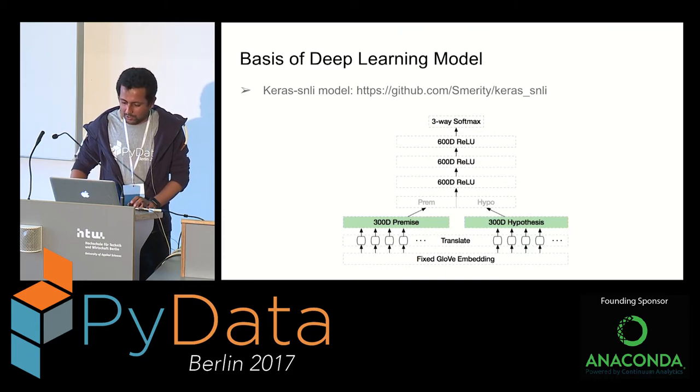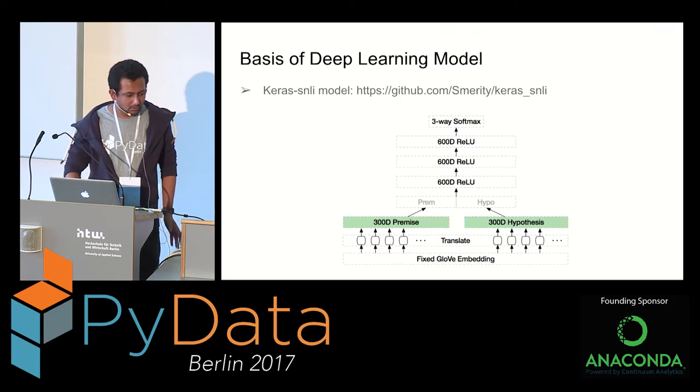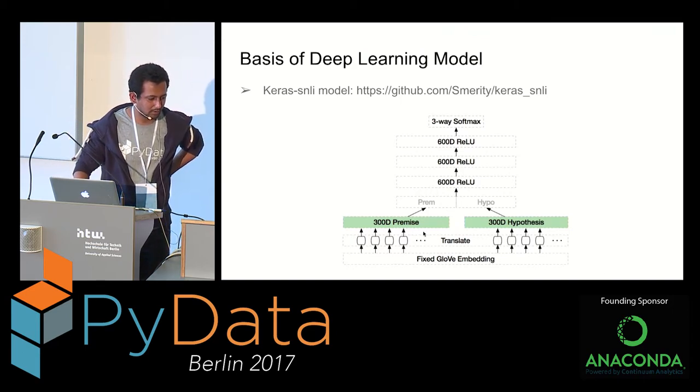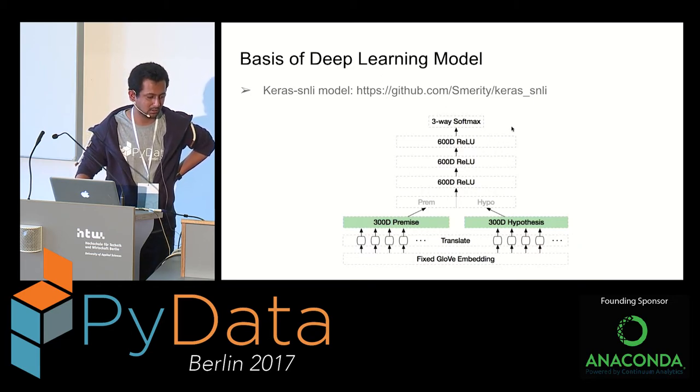My deep learning model was based on this. The SNLI model has a premise and hypothesis, and it has three classes. In my case, I have only two classes, and it's a very small neural network, with the translation layer that I explained earlier.